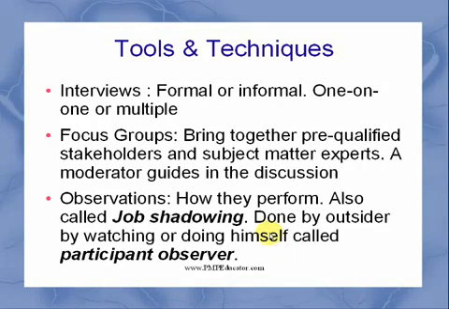It is basically done by an outsider by watching or doing the work himself. In some cases, as I mentioned, it is just watching, which is the shadowing part. But you can also have an observer who does the same thing himself, just to get a feeling of how things are done. In that case, it is called a participant observer. The person who is doing it is the participant, and he is an observer too.